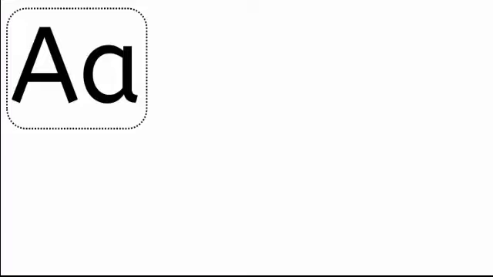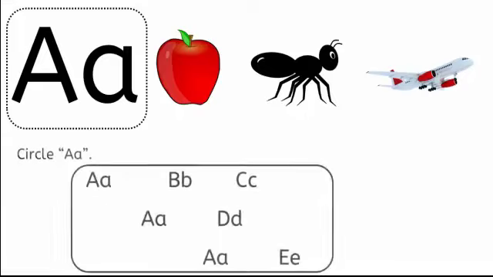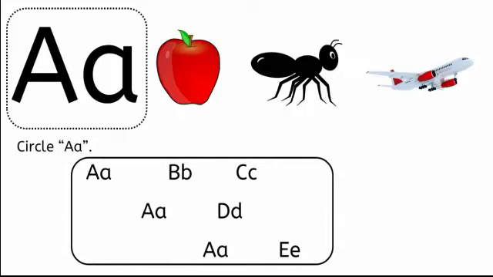Let's learn vocabulary with a sound. A apple, a ant, a aeroplane. Now you will circle a sound. A, a, a.